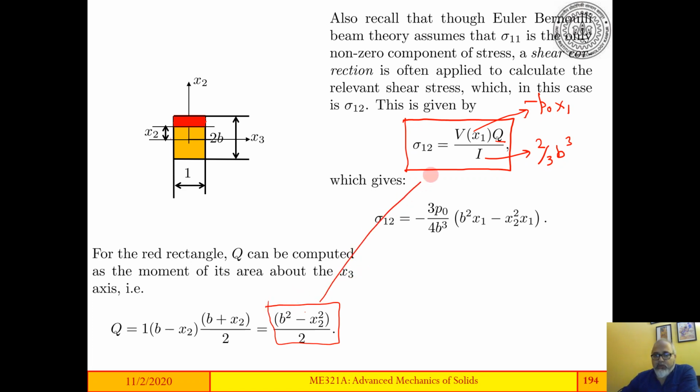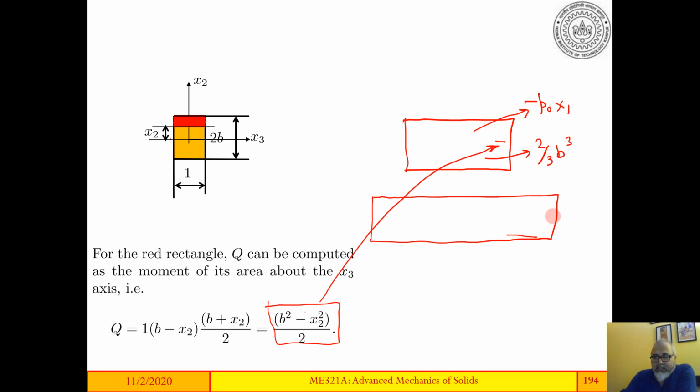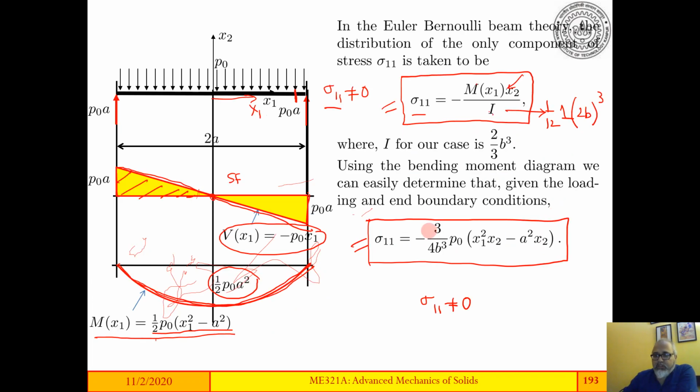You plug it into this expression here, and this is the expression for sigma 1 2 that you get as a result. So sigma 1 2, the highest power is x2 square x1, that is, it's a cubic equation. And then here also you see x1 square x2, so that also is a cubic equation. So sigma 1 1 and sigma 1 2 are both cubic equations, sigma 1 1 coming from the Euler-Bernoulli beam theory, sigma 1 2 coming from the shear correction.